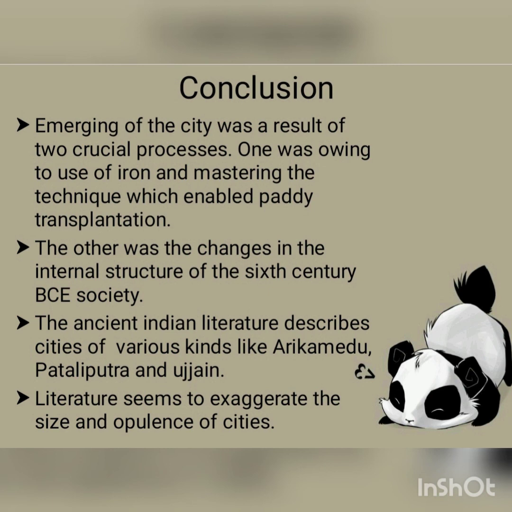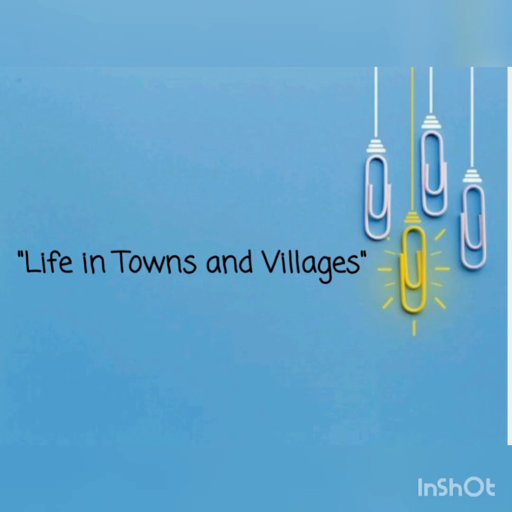The ancient Indian literature describes cities of various kinds like Arikamedu, Pataliputra, and Ujjain. However, literature seems to exaggerate the size and opulence of the cities. Here, opulence means great wealth and luxuriousness. So, the literature seems to exaggerate so much about the size and great wealth of the cities during this period. So, this is all about the lives of towns and villages.